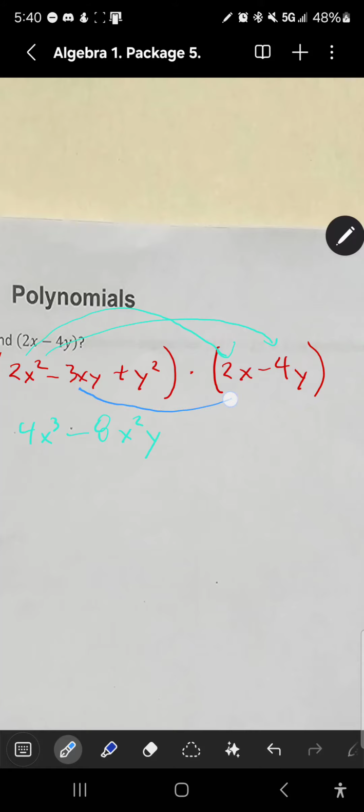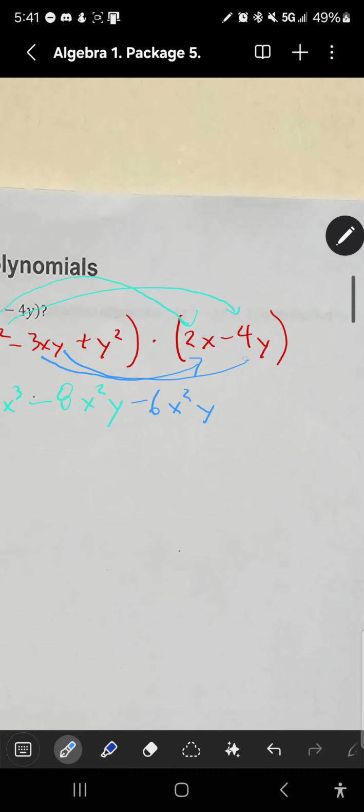So this is going to be negative 3xy. So negative 3 times 2. Answer negative because of the sign. So it will be negative 6. Then we have an x and we have an x. So x times x is x squared. And we do not have a y, so we keep the y.